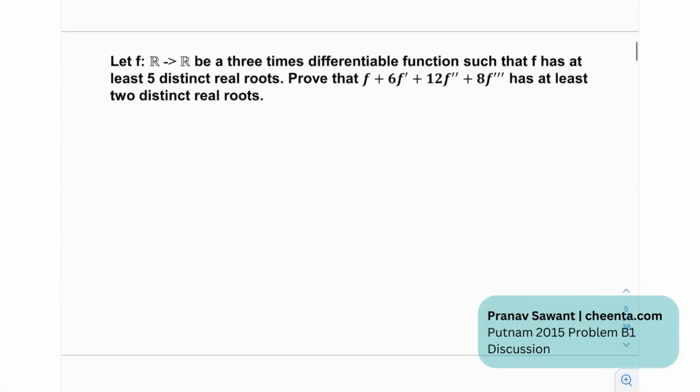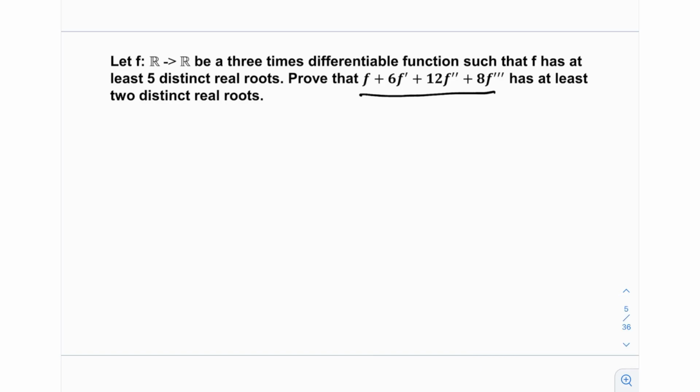Okay, so this is stating that let f be a function from reals to reals, a 3 times differentiable function such that f has at least 5 distinct real roots. Right, 5 distinct real roots. That means they are real and they are distinct, not repeated. So prove that this quantity, a summation of the derivatives of f, has at least 2 distinct real roots.